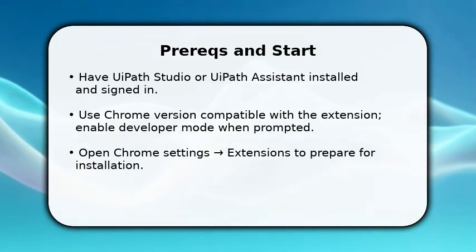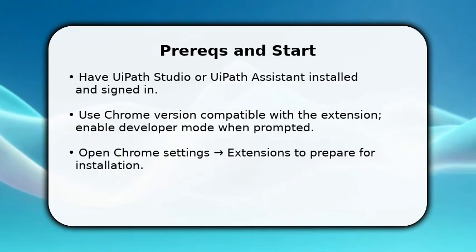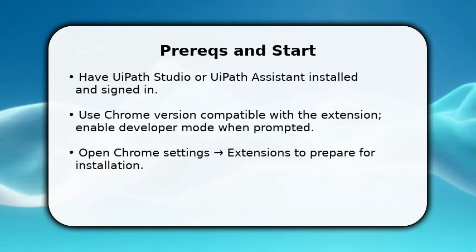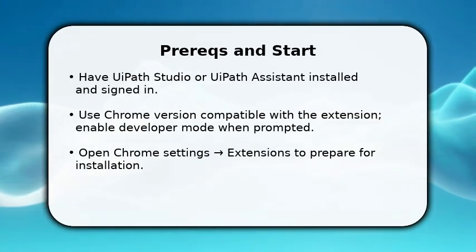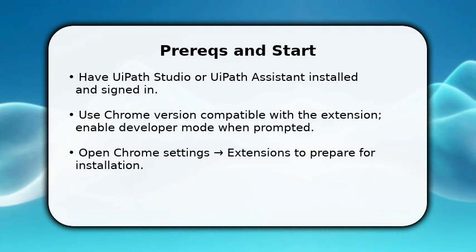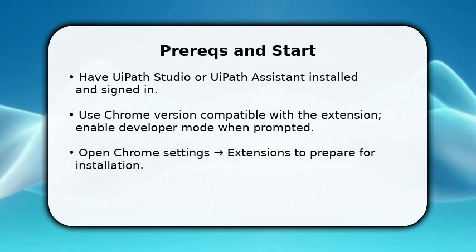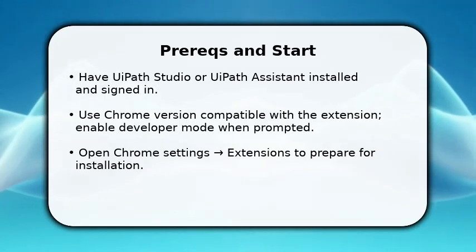Next, from UiPath Studio or Assistant, choose Extensions, right arrow, Chrome. This triggers a prompt or a CRX installation flow. Make sure you accept permissions. You're starting actual installation now, not just setup, because Chrome needs explicit extension activation to let UiPath interact with web pages. Now you install and enable the extension.